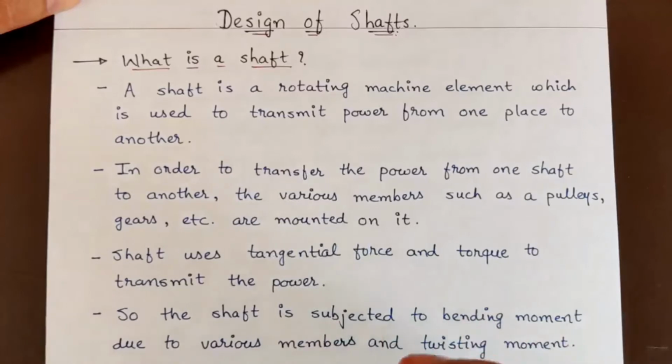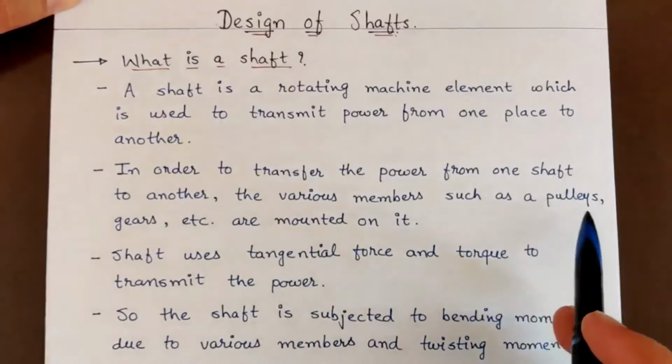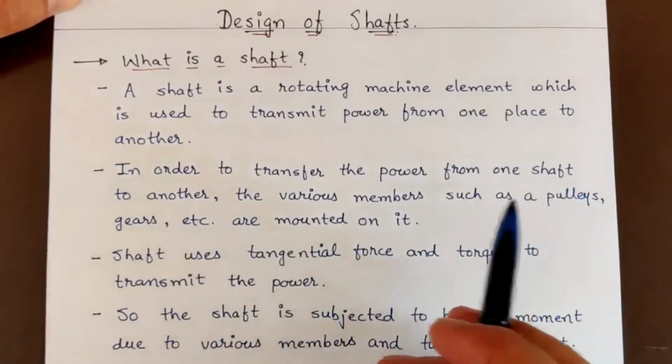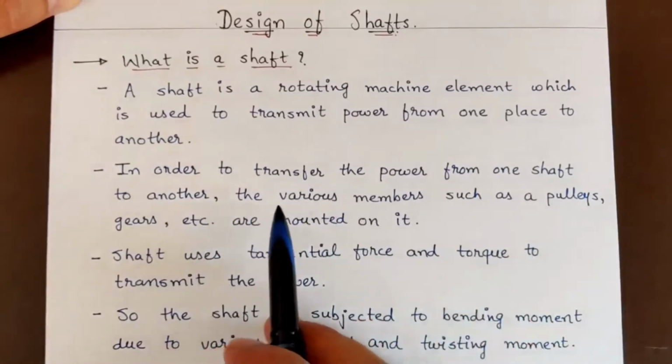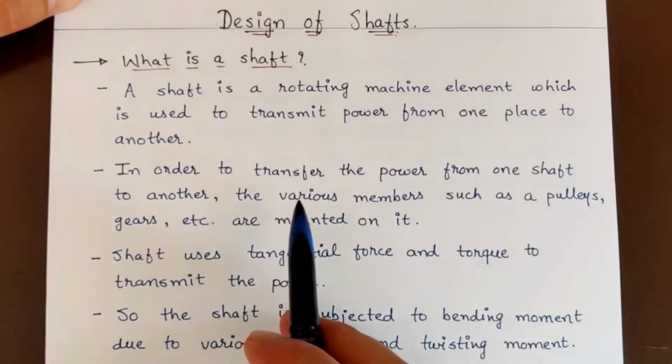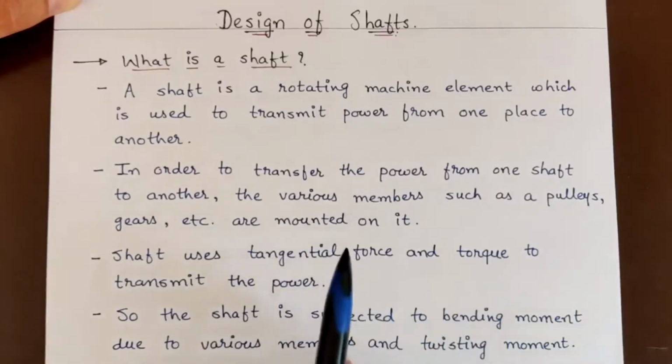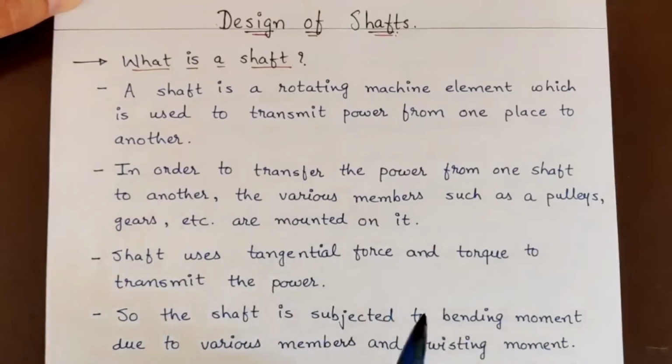Now, in order to transfer the power from one shaft to another, the various members such as pulleys and gears are mounted on it. Now, these are the components which are responsible for the bending moment that is generated in the shaft. Now, generally, a shaft uses tangential force and torque. These are the two quantities which are used to transmit the power. So, we can say that the shaft is subjected to bending moment. Now this bending moment is generated due to the various components which we have mounted, and the twisting moment.